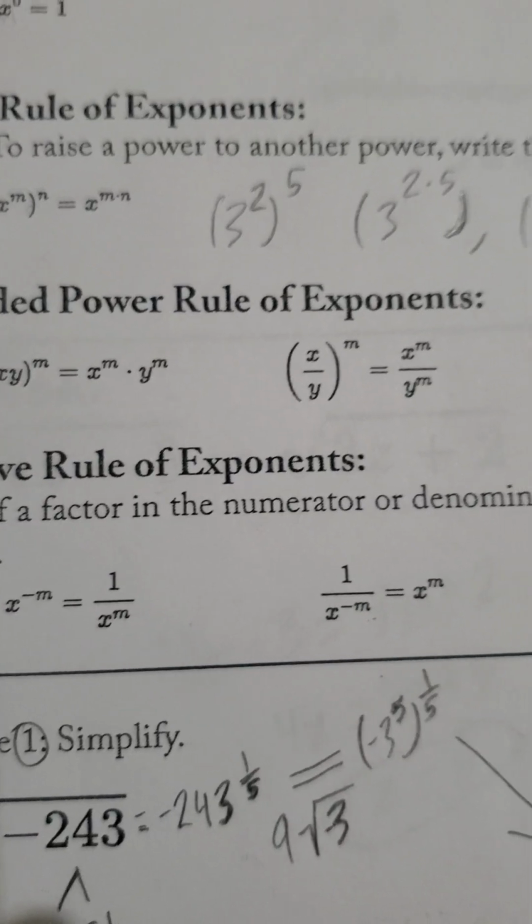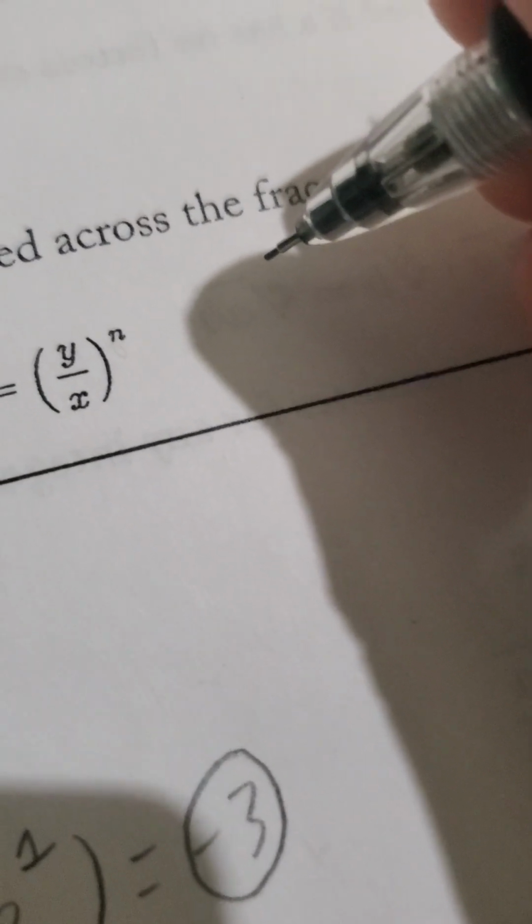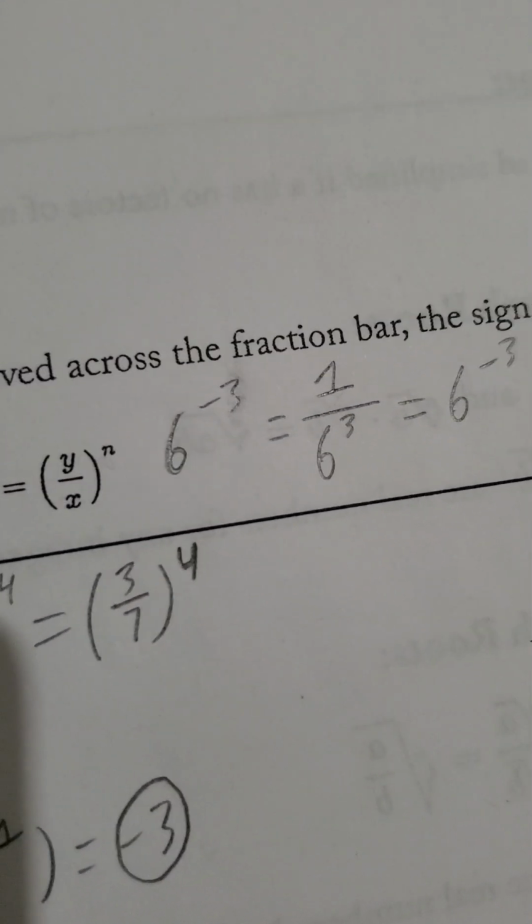If a factor in the numerator or denominator is moved across the fraction bar, the sign of the exponent is changed. That might get a little confusing. This is basically what it means. Let's see, I'll write down some examples right here. Give me a moment. So I have written my stuff. This is our first one right here.